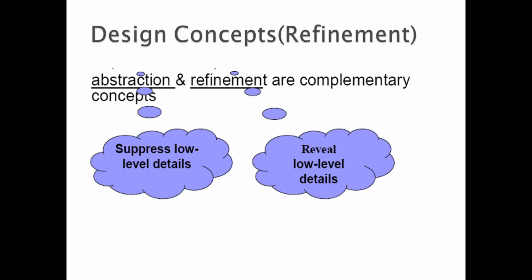It says abstraction suppresses low level details. Refinement reveals the low level details. So they are complementary concepts to each other. With refinement, you reveal more things. With abstraction, you hide things, right? Both are complementary and both are necessary in software development.